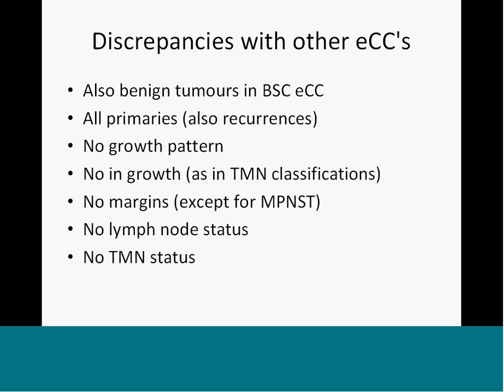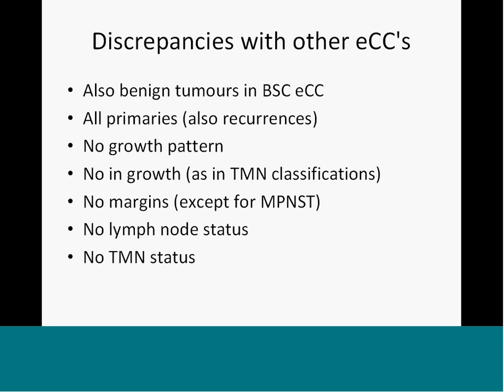So, discrepancies with the other ECCs, because from these elements we could already deduce something. One is that benign tumors are also in the brain and spinal cord ECC, which we mostly don't see in the other ECCs. Obviously, the fact that the brain and the spinal cord are in an enclosed space, and benign tumors can behave in a clinically malignant fashion, has helped in coming to the notion that benign tumors should also be in this ECC. It's all primary, so also the recurrences.